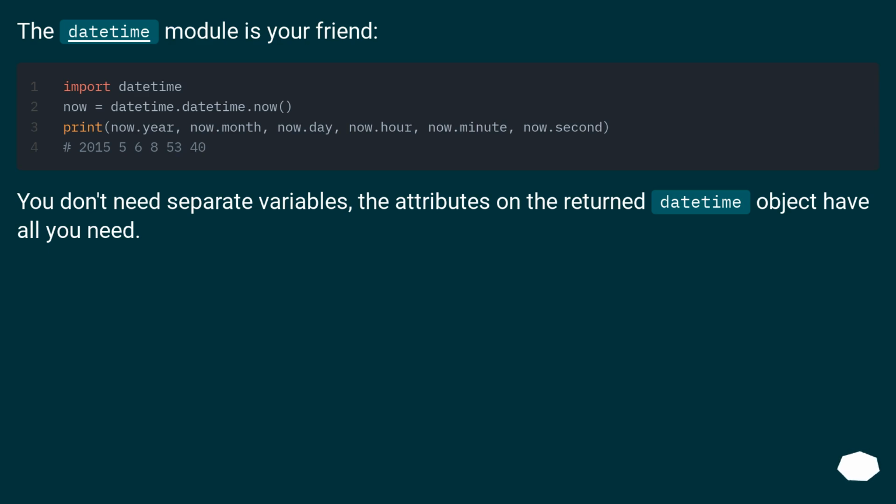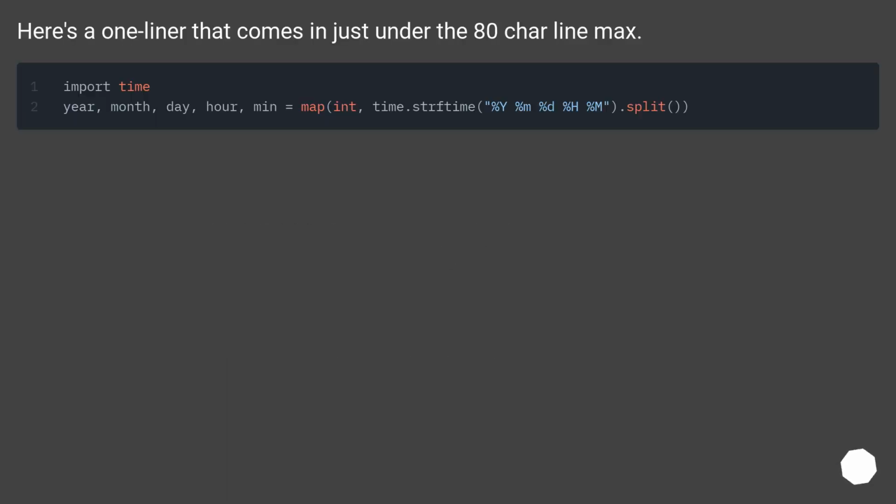The datetime module is your friend. You don't need separate variables. The attributes on the returned datetime object have all you need. Here's a one-liner that comes in just under the 80 character line max.